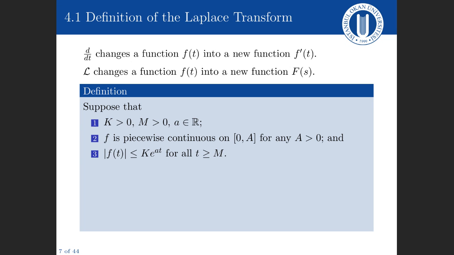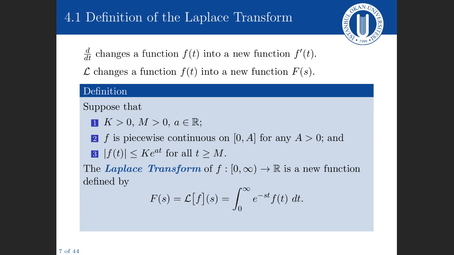Let's look at the definition. First of all, I'm just being careful. K, M, and A are numbers. F is our piecewise continuous function. And the third condition says F doesn't get too big too quickly. We'll skip past these because for this course, these 3 conditions are not particularly important. But what is important is the formula for the Laplace transform.